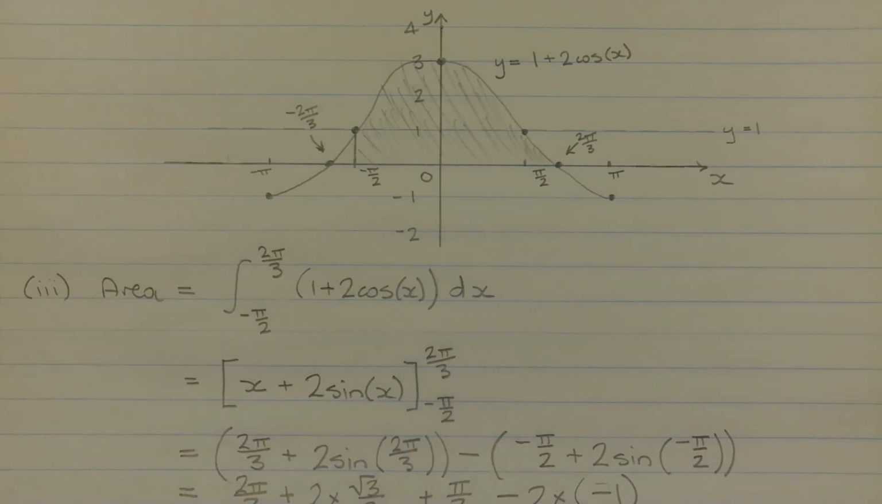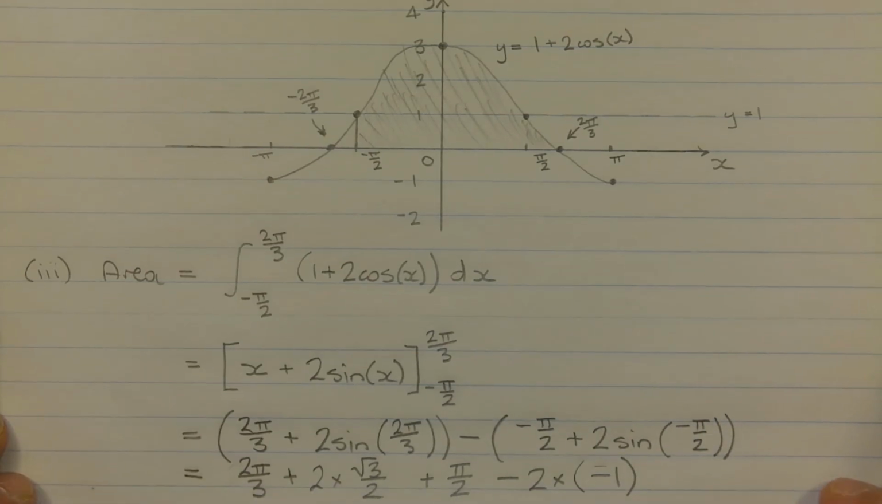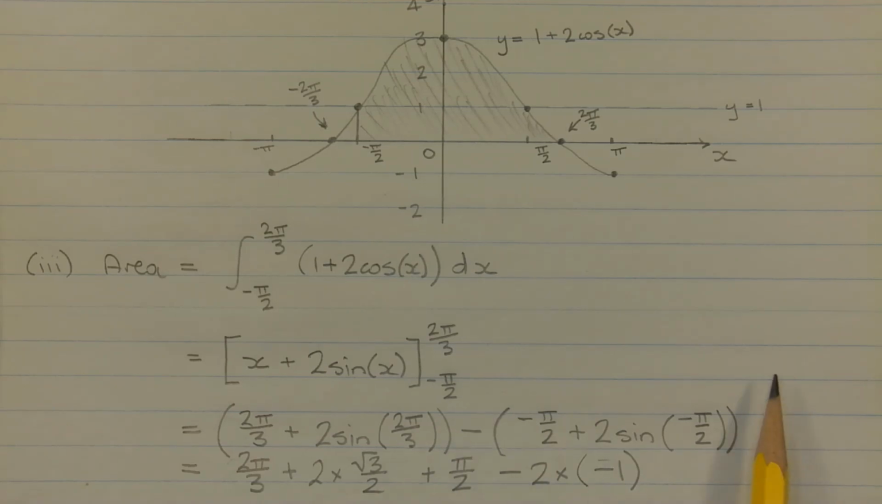2 pi over 3. Applying the limits of integration, we get 2 pi over 3 plus 2 sine 2 pi over 3 minus, open bracket, negative pi over 2 plus 2 sine negative pi over 2, close bracket. Now expanding the brackets here and evaluating sine 2 pi over 3, this is an exact ratio, and also sine negative pi over 2, we get 2 pi over 3 plus 2 times root 3 over 2 plus pi over 2, because we have a double negative here, minus 2 times negative 1.